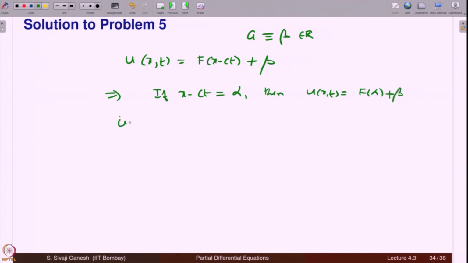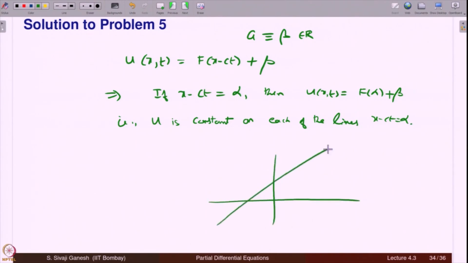That is, u is constant on each of these lines x minus ct equal to alpha. Therefore, if you have found a line on which u is constant for some alpha naught, u equal to c alpha naught, what we are showing is that on any such line, u of (x, t) will be equal to f of alpha plus beta. That means a constant again. Thank you.